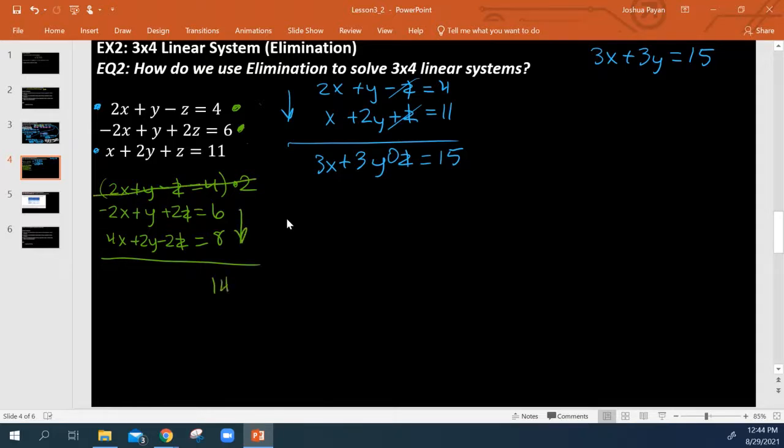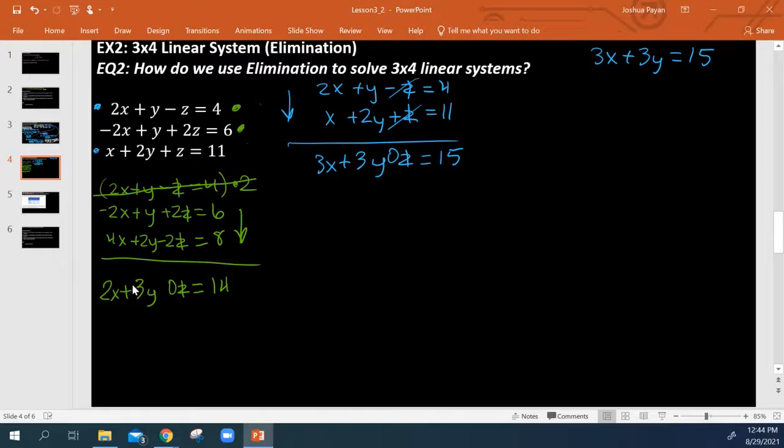This gives me 14 equals 0z, which is what I wanted. I eliminated z from this guy over here on the top right also. 3y and negative 2x. No, not negative 2x. What's the matter with me? That's positive. Positive 2x.